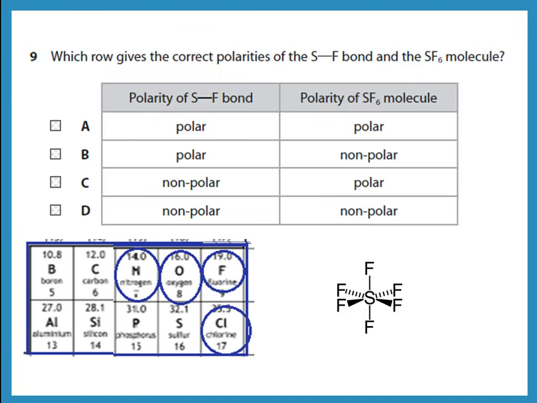But once I look at the whole molecule that has 6 SF bonds, each bond is counteracted by another polar bond in the opposite direction. So actually, all of these cancel each other. So each SF bond is polar, but once you look at the molecule as a whole, the polarities cancel each other. So the molecule as a whole is non-polar.